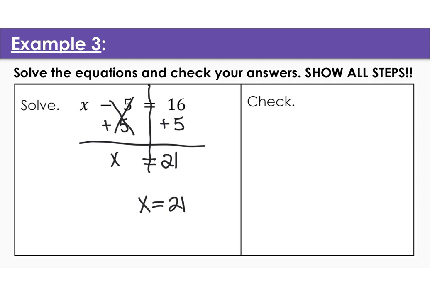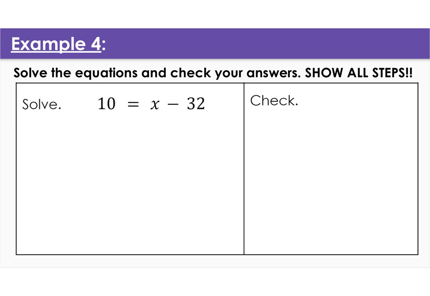So I'm going to check. Rewrite the equation first. We're going to put what we're checking to see if it is a solution: x equals 21. I'm going to substitute the 21 for the x. Simplify both sides. 16 does equal 16. So x equals 21 is the solution to x minus 5 equals 16.